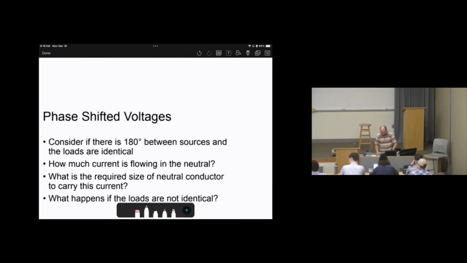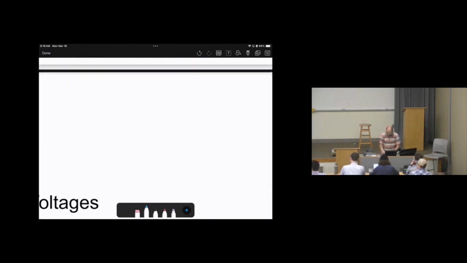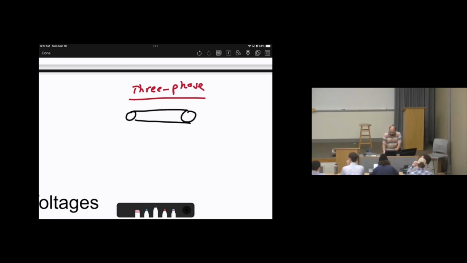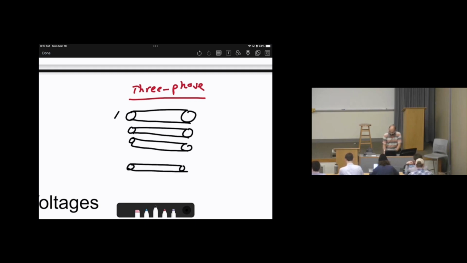What does 3-phase mean? In 3-phase, we can have 3 conductors and 1 neutral. So this is phase A, phase B, phase C, and 1 neutral. All of these phases are positive and the neutral is negative. So 1 returning current and 3 positive currents. Here is the load side, here is the source, here is the load side.